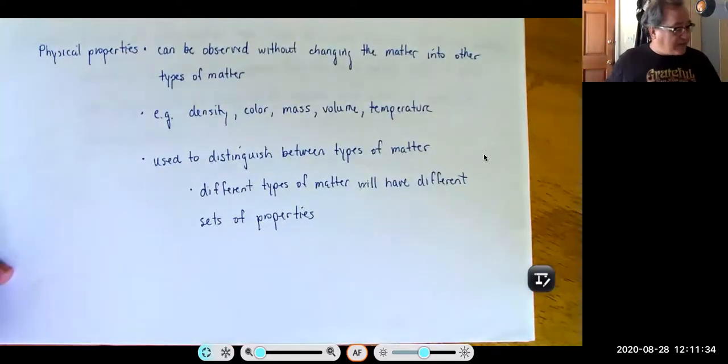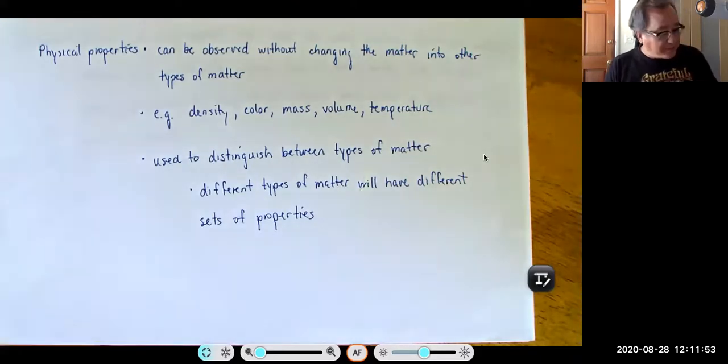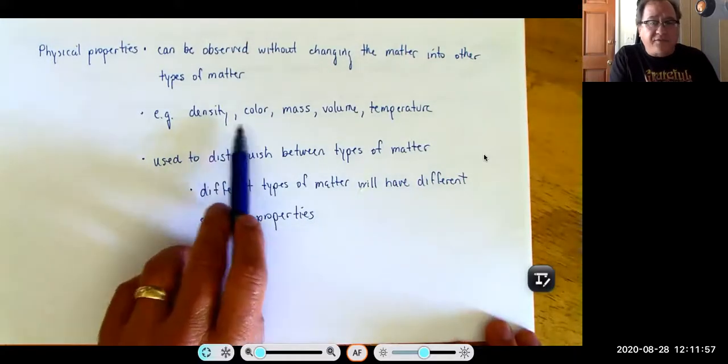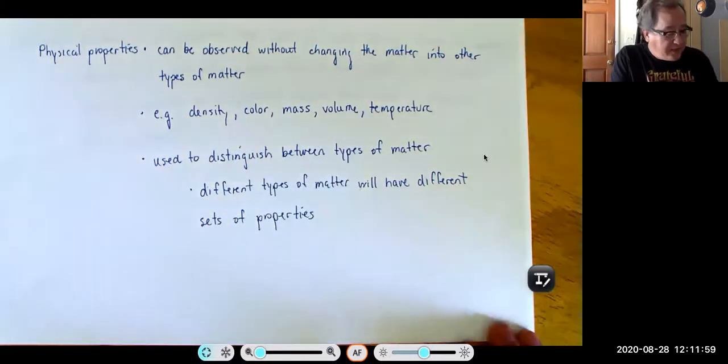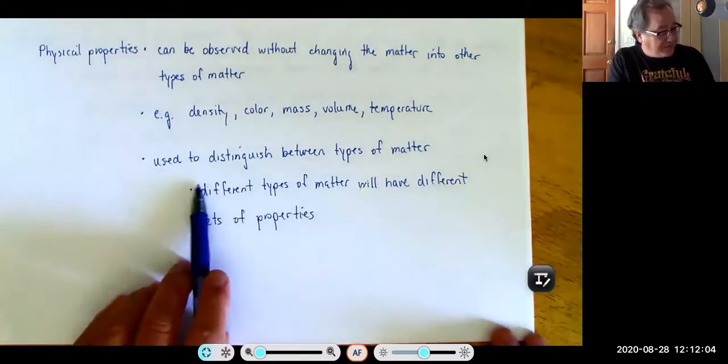Okay, so let's take a look at some physical properties. These are things that can be observed without changing the matter into other types of matter. You can check out the property of hydrogen peroxide without turning it into water. Examples of physical properties are density, color, mass, volume, and temp. Temp is my way of saying temperature because I'm lazy about saying whole words.